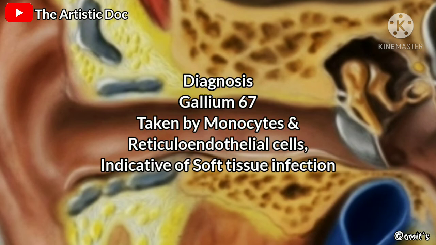For diagnosis, a gallium-67 scan is useful. Reticuloendothelial cells and monocytes take up the gallium, and this is indicative of soft tissue infection.